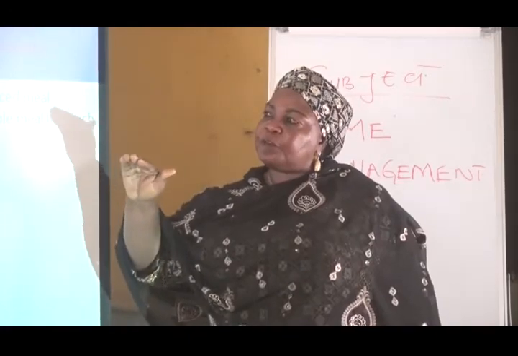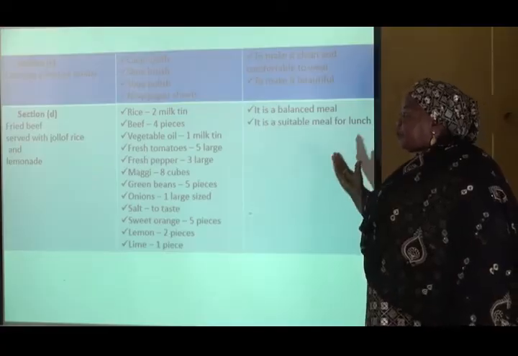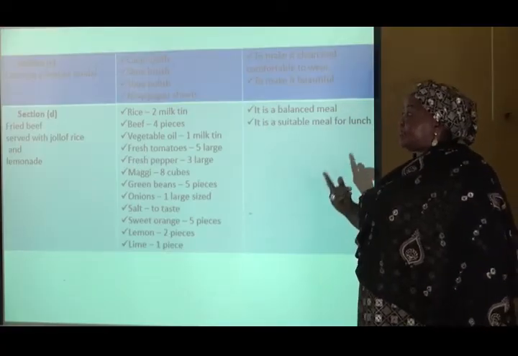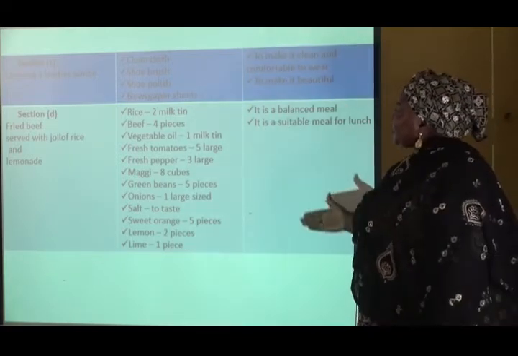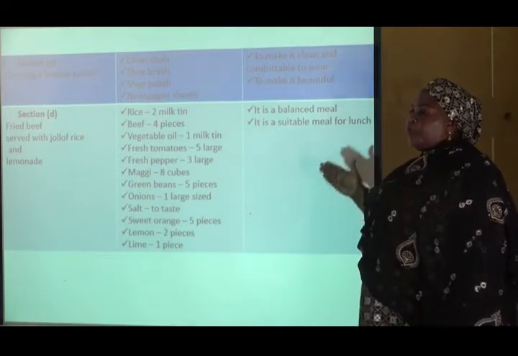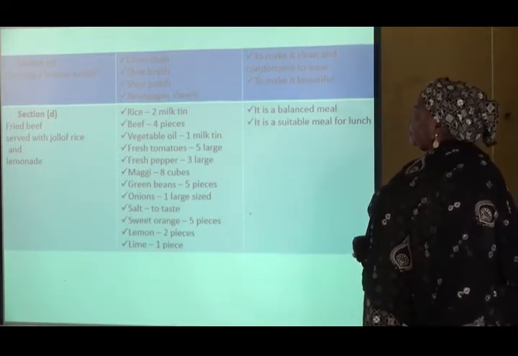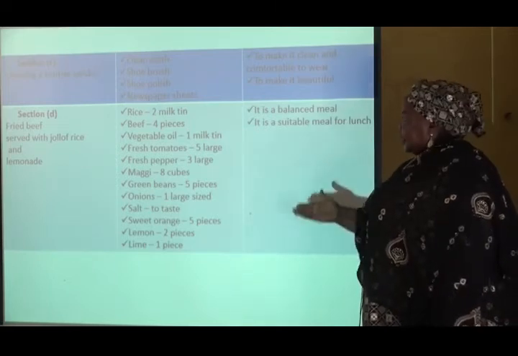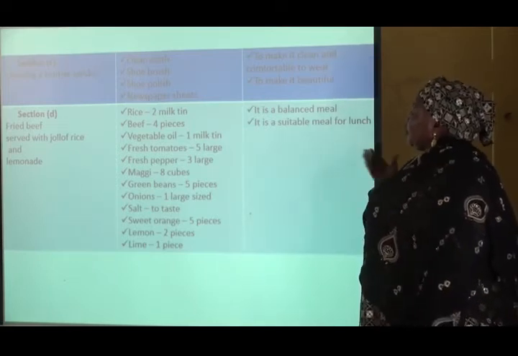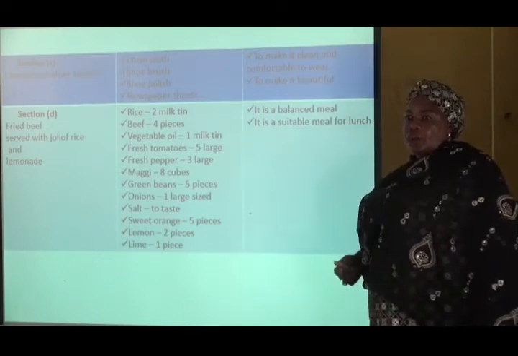So here I've chosen fried beef, served with jollof rice and lemonade. And remember I said lemonade is a refreshing drink. And I gave you the quantity of all that we need to prepare such a meal. And then I told you again why we have chosen this dish: because one, it is a balanced meal, two, it is suitable for lunch.